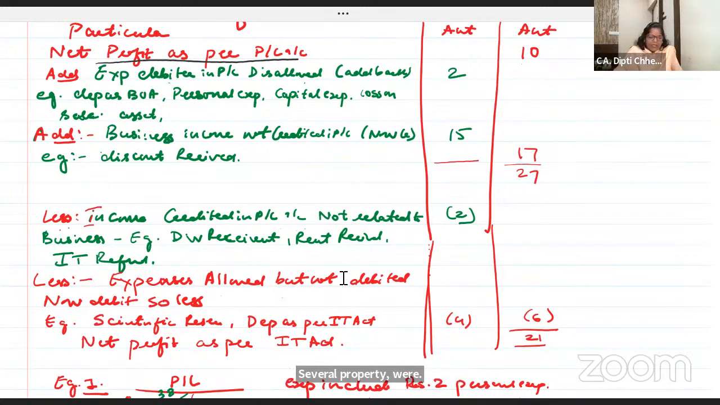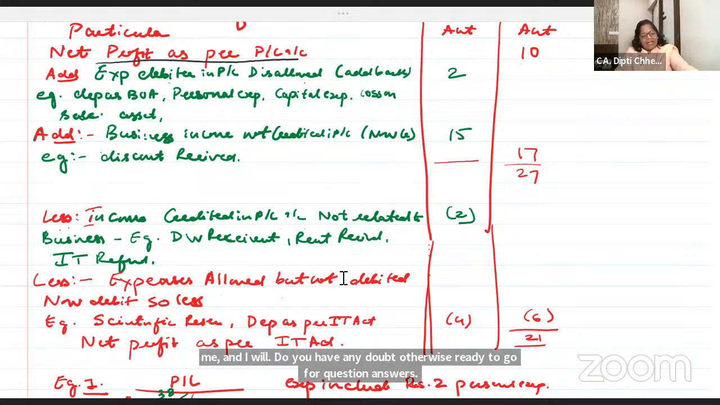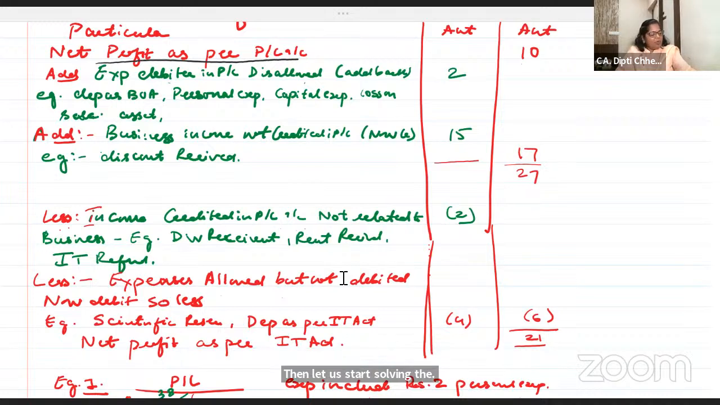Do you have any doubt? Otherwise, ready to go for question answers? Then let us start solving the questions. Don't worry about the size, thinking ma'am you have given so many big questions. They are for practice. Out of that, so many adjustments might not come in the exam.